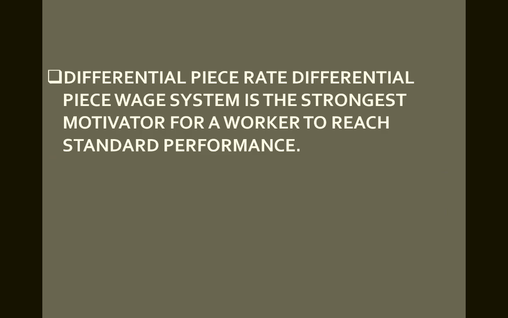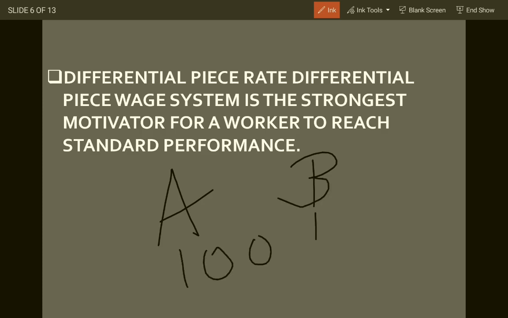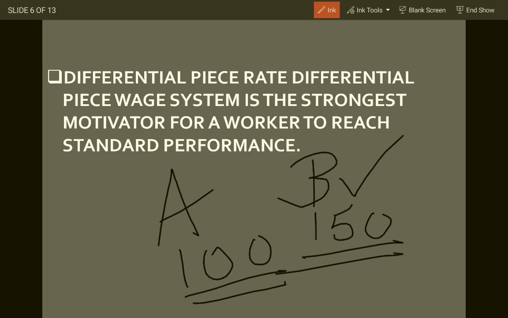The differential piece wage system is the strongest motivator for a worker to reach the standard performance. If workers are paid on the basis of the outcome they are giving, they will be very motivated. For example, this is worker A, this is worker B. This worker is performing 100 units, this worker is giving 150 units, and this worker is paid more compared to the other. So what happens? This worker will be motivated, will be loyal to the company, and he will think that the organization is paying me more, so I should perform more, utilize the resources more, not waste time, and not incur cost.